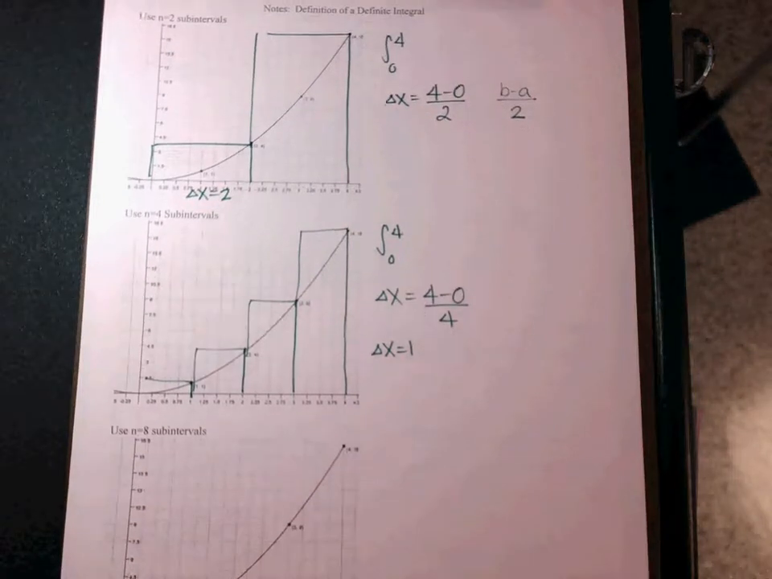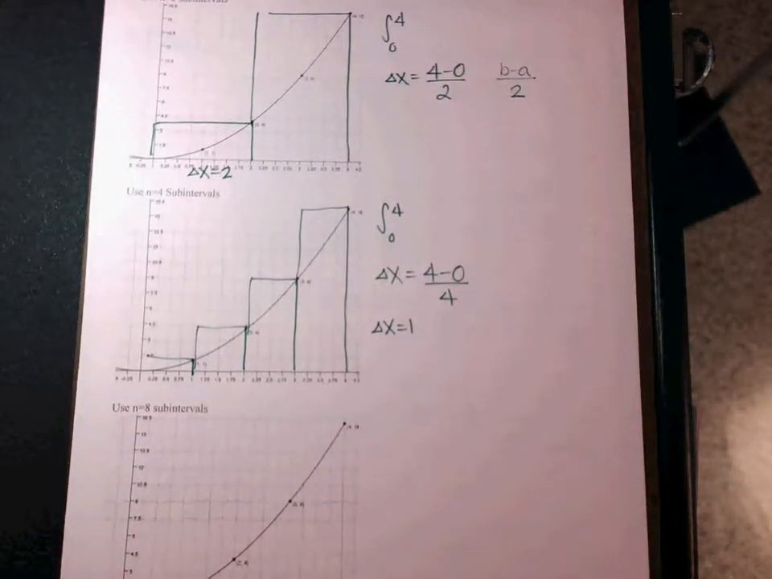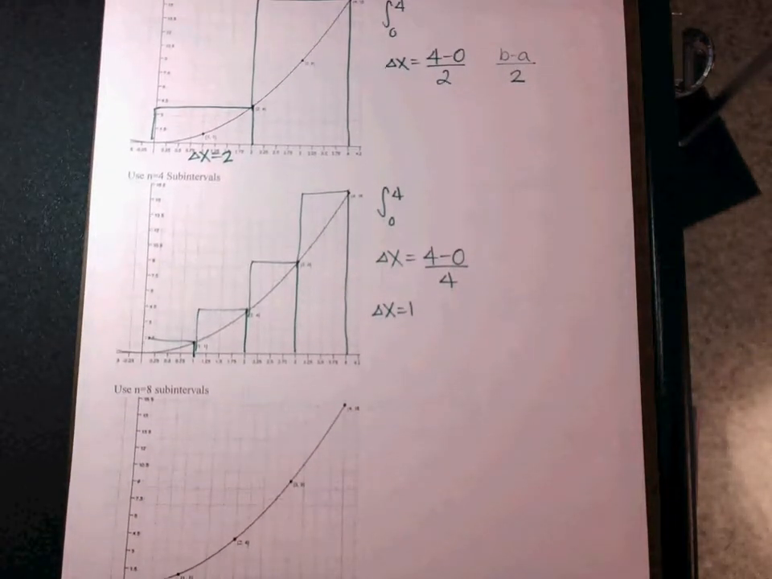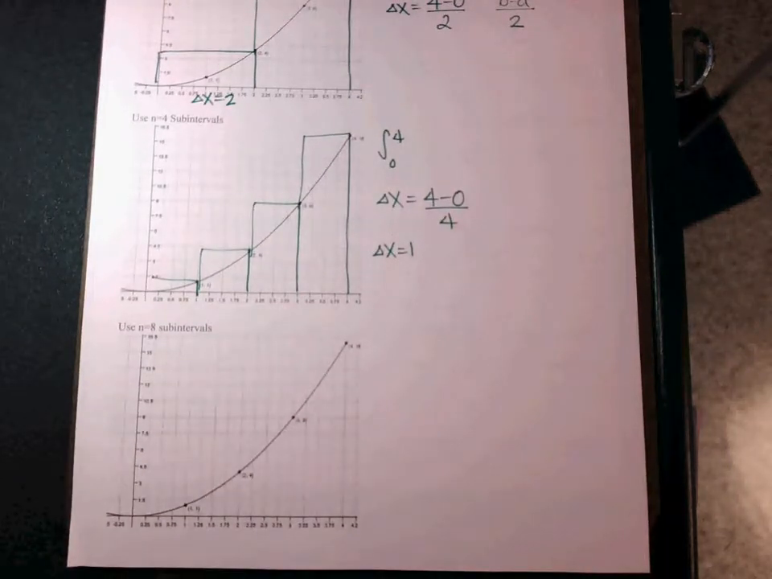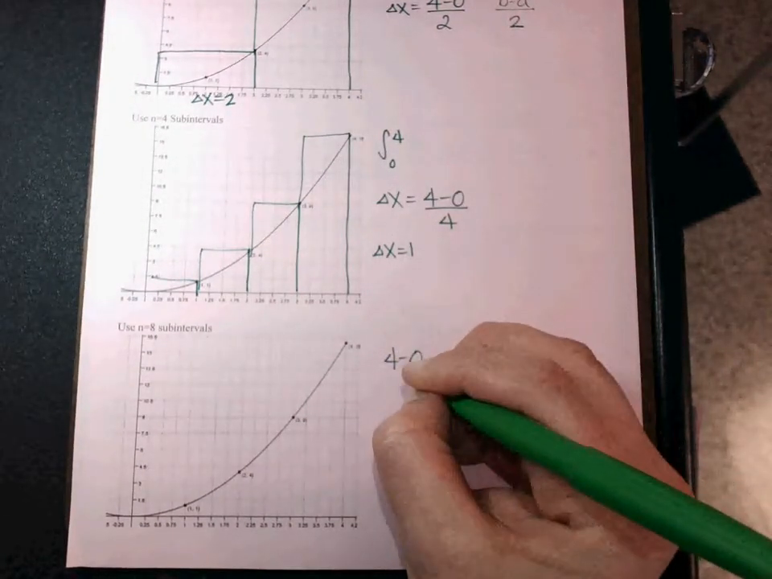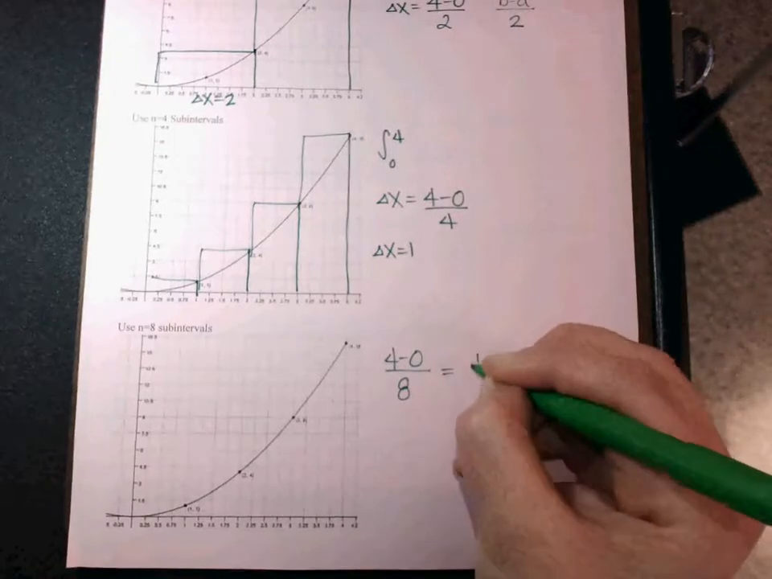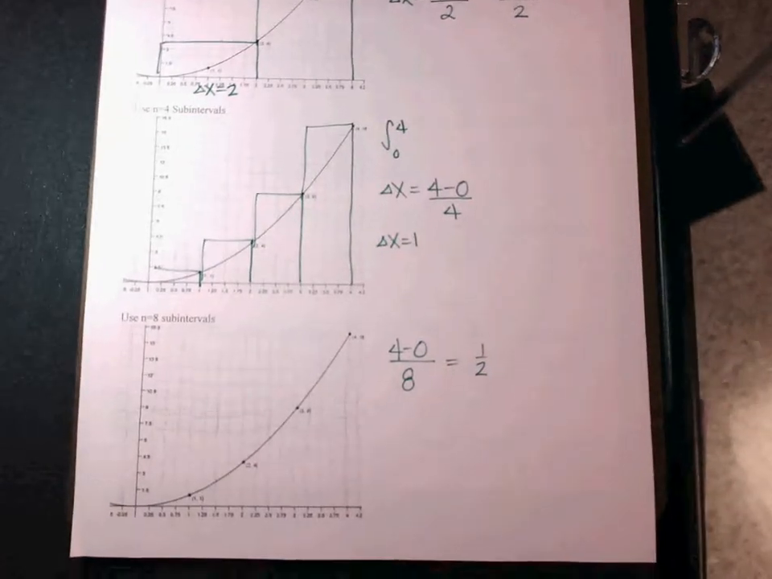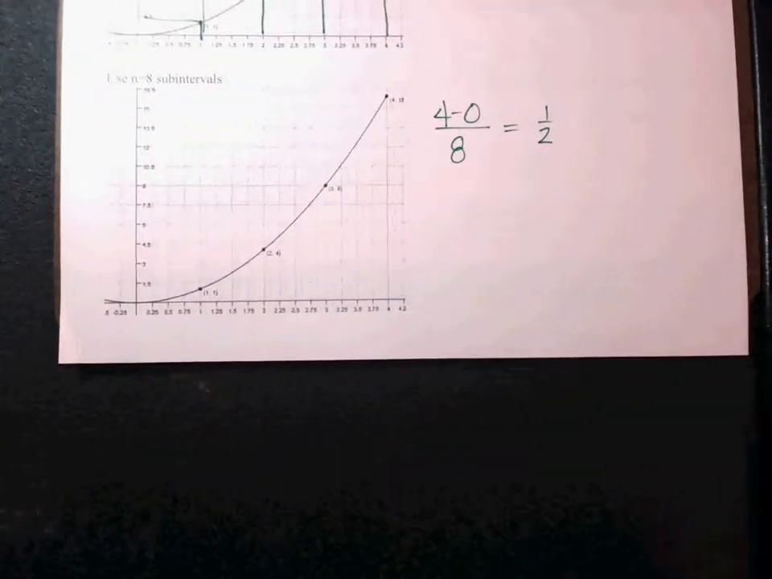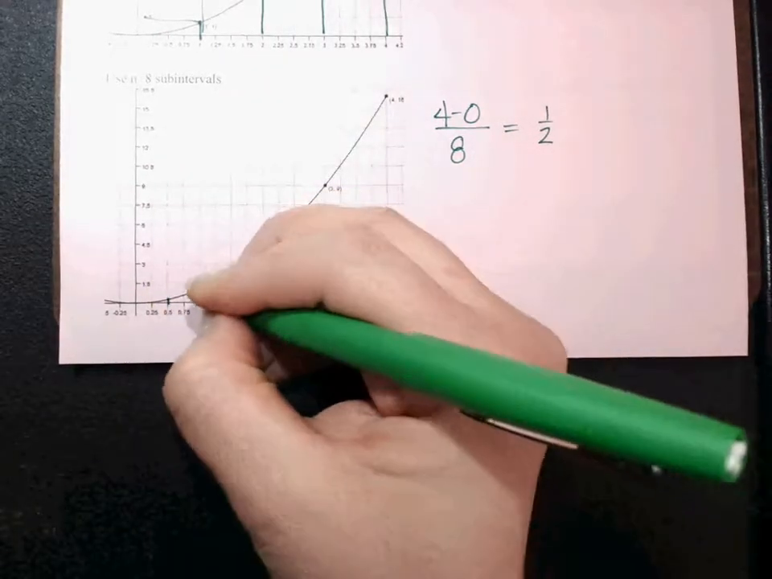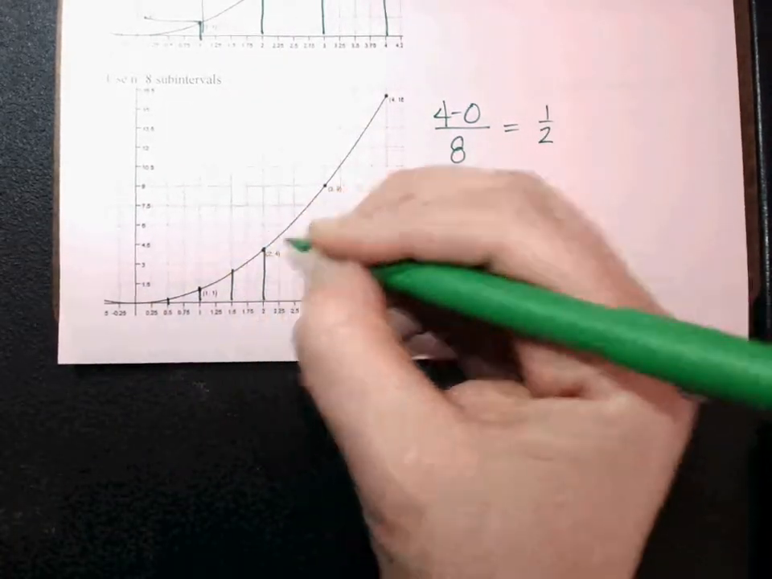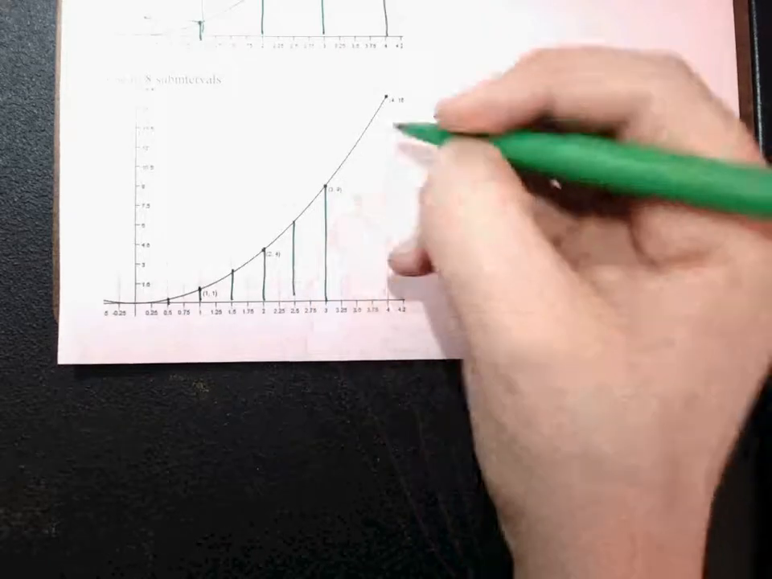Okay, now how many intervals are we using on the bottom one? 8. Use 8. So I do 4 minus 0 divided by 8. Each one is going to be a half. Now notice on your little chart, I gave you the halves on there. So I'm going 0.5, 1, 1.5, 2, 2.5, 3.